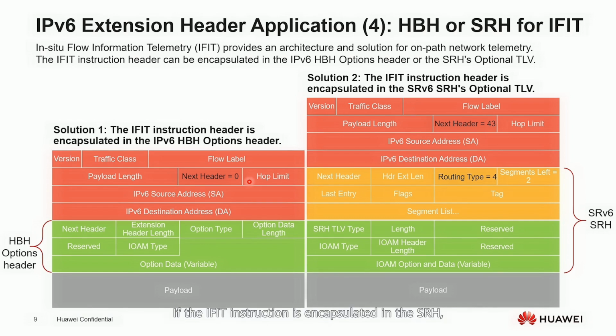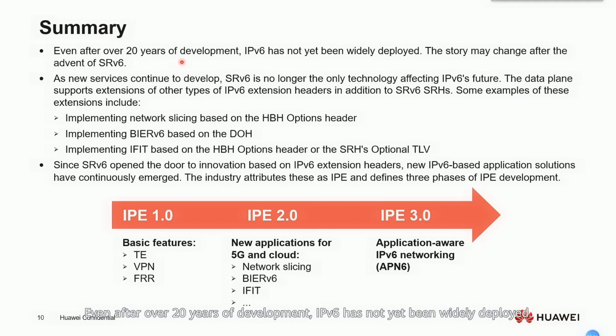If the IFIT instruction is encapsulated in the SRH, only the specified endpoint can process it. This approach is suitable on legacy networks, as it allows O&M personnel to perform on-path network telemetry on the specified IFIT-capable nodes. In SRv6 TE strict path scenarios, the encapsulation effect is the same as that of the IFIT instruction in the HBH options header.